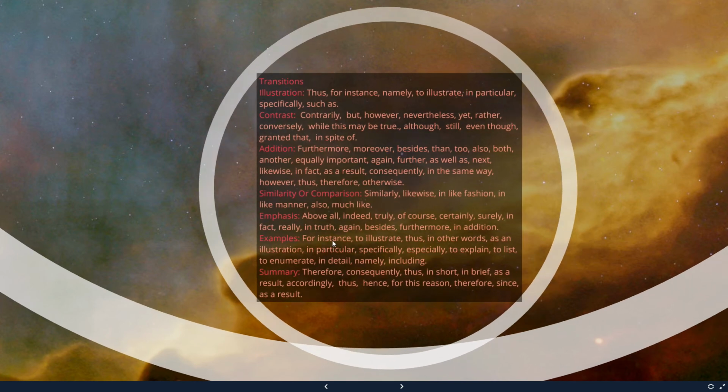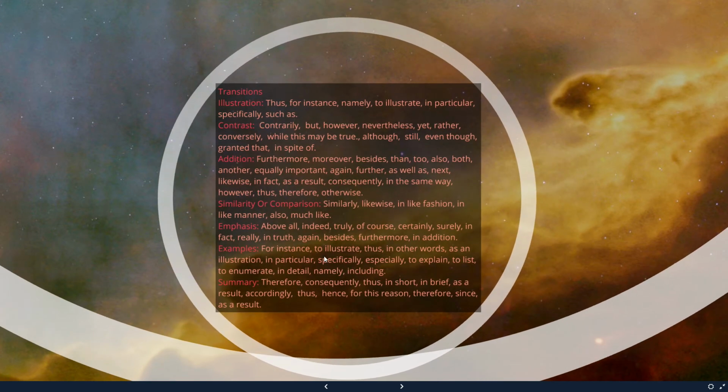If you want to, you can screenshot this particular picture. I can't upload this Prezi, so I'll give you a second. This way you have quick access to the transitions.